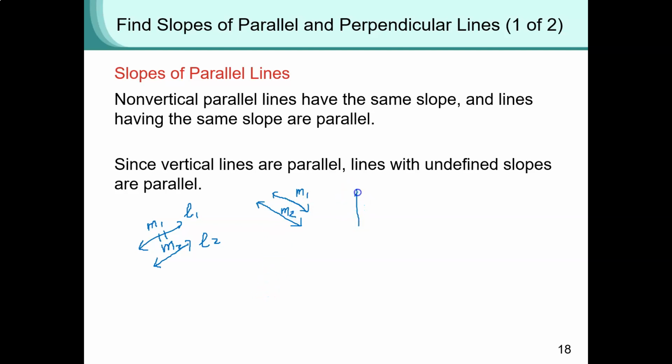If two lines are vertical and they are parallel, this is no slope. Of course, this is no slope. If two lines are horizontal and they are parallel, that means the slope is 0 for both. Okay.